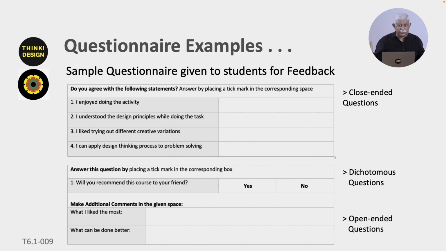If this is unstructured, that means that you can write additional comments in the given space. For example, what did I like most about this particular course? You can put your comments over there. So we looked at the 5 different types of questionnaires. So please keep this in mind when you do the questions.